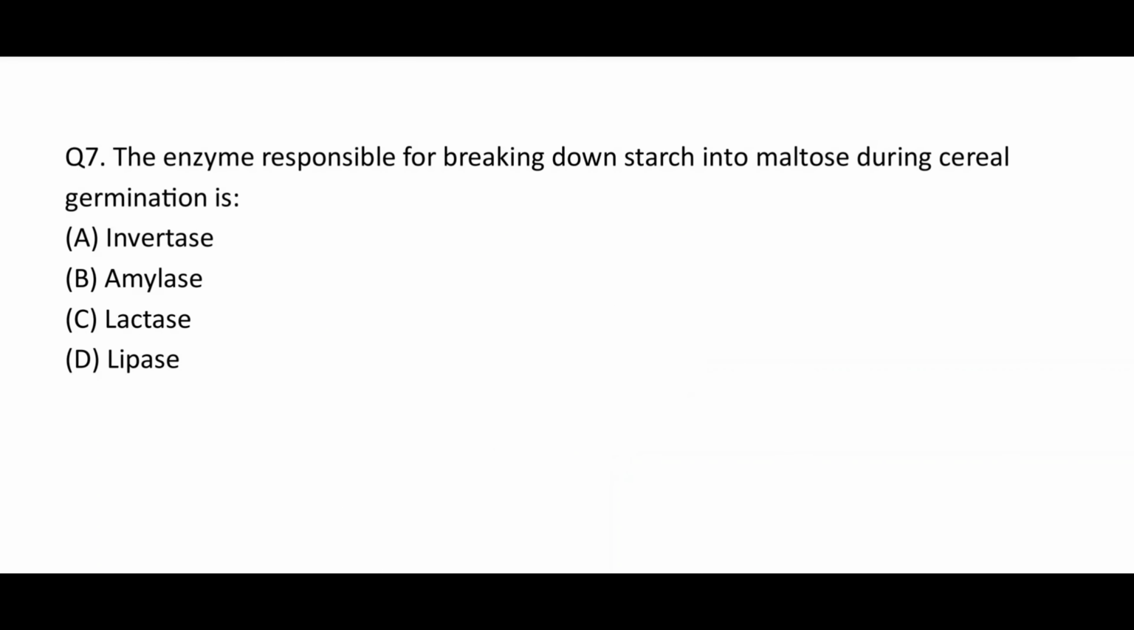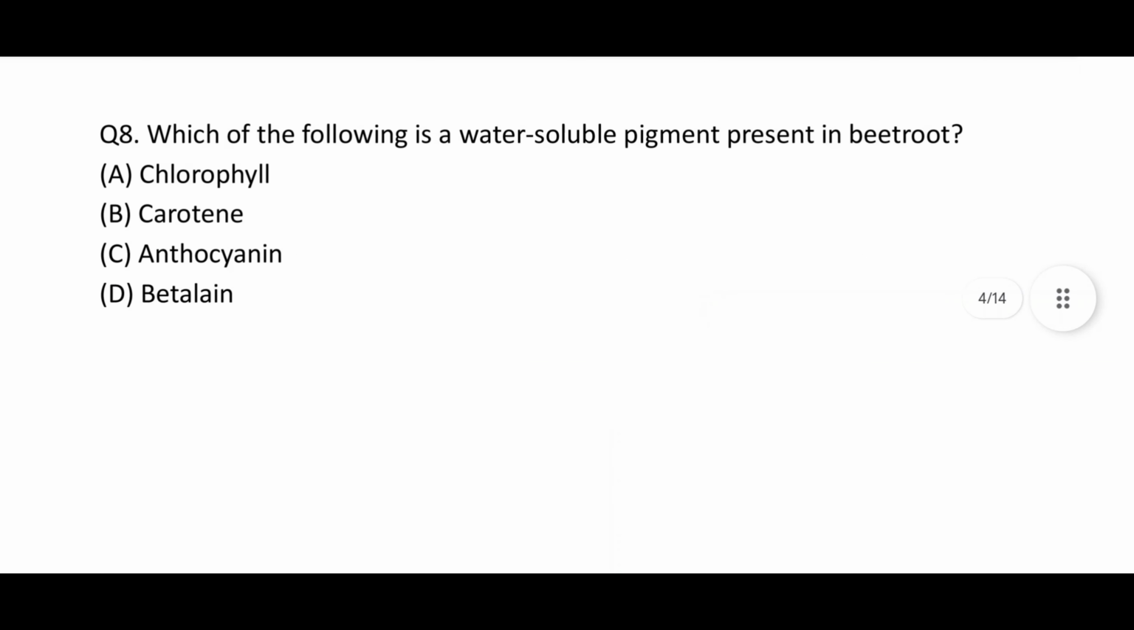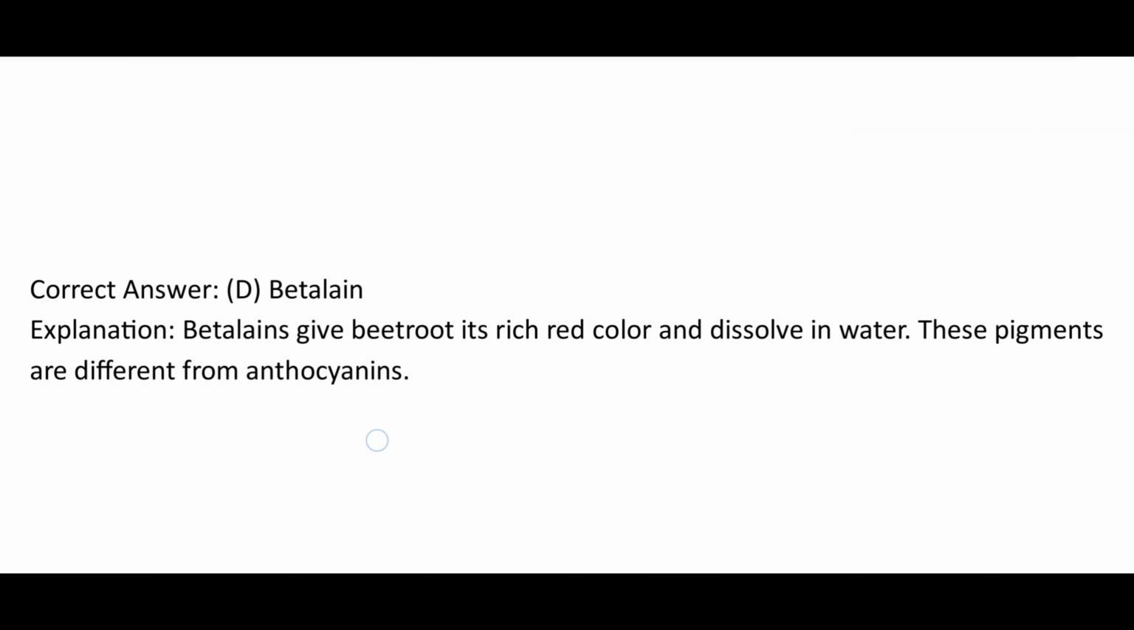Question number 7 is, the enzyme responsible for breaking down starch into maltose during cereal germination is. The right answer here is option B, which is amylase. Amylase helps in breaking down the starch into maltose. Next question is, which of the following is a water soluble pigment present in beetroot? Right answer is option D, which is betalain. This betalain gives the beetroot its rich red color and it is also soluble in water.